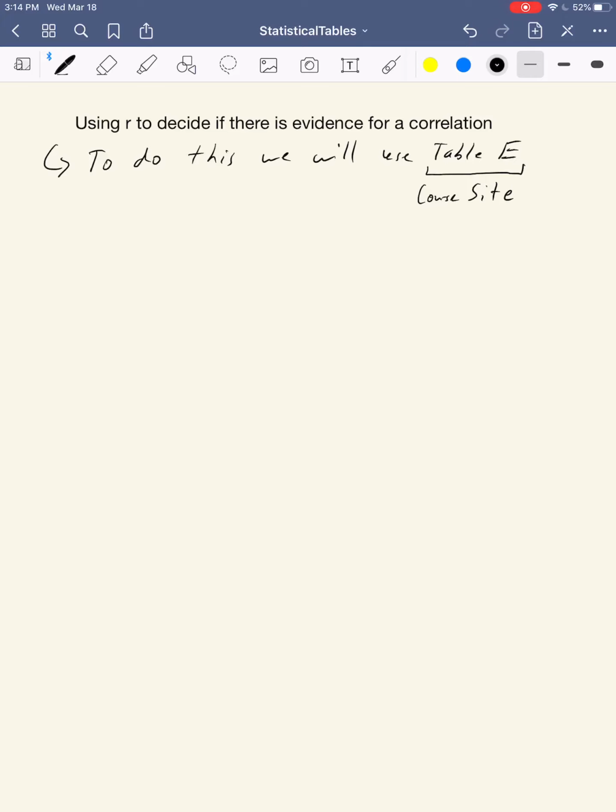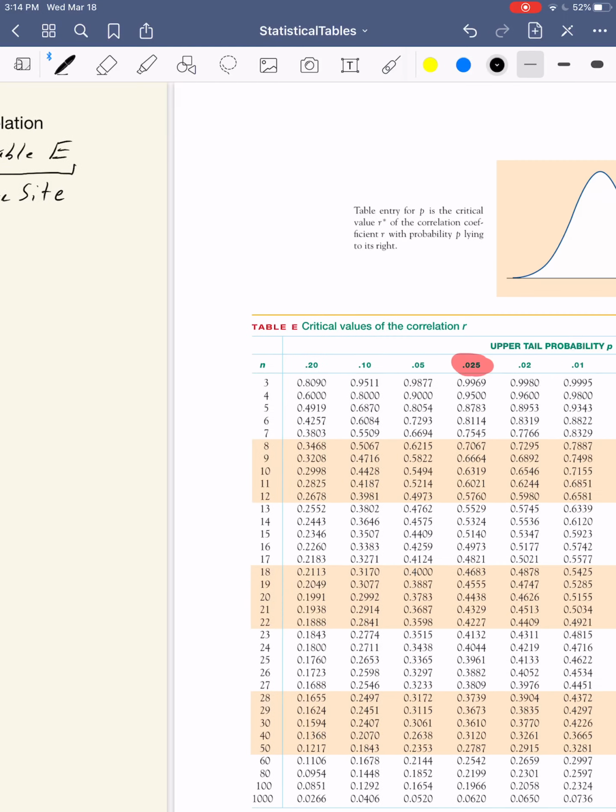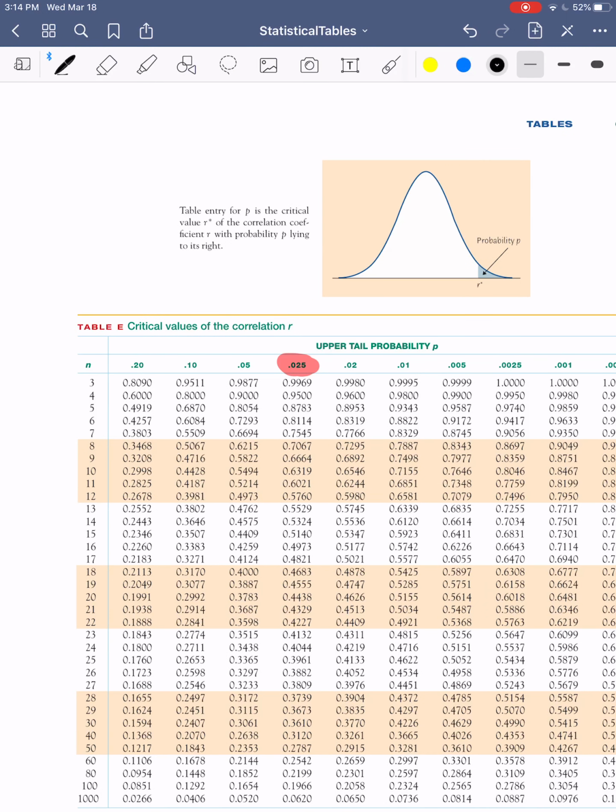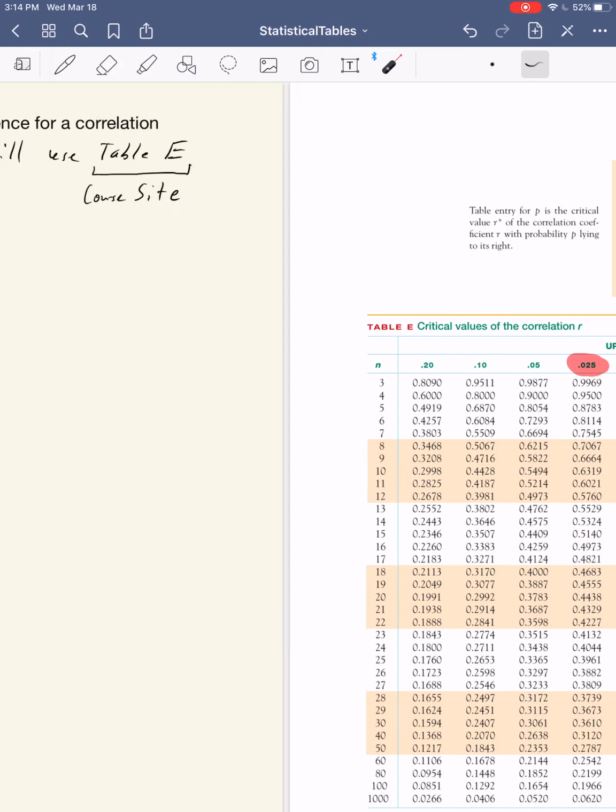All right. What does table E look like? Well, let's just take a moment and take a quick glance at what it actually looks like. So table E looks like this. You'll notice that it mentions that this is talking about critical values of the correlation R. So when you're looking at this, we'll talk about how you actually read this table, and then we'll come back to this in just a moment.